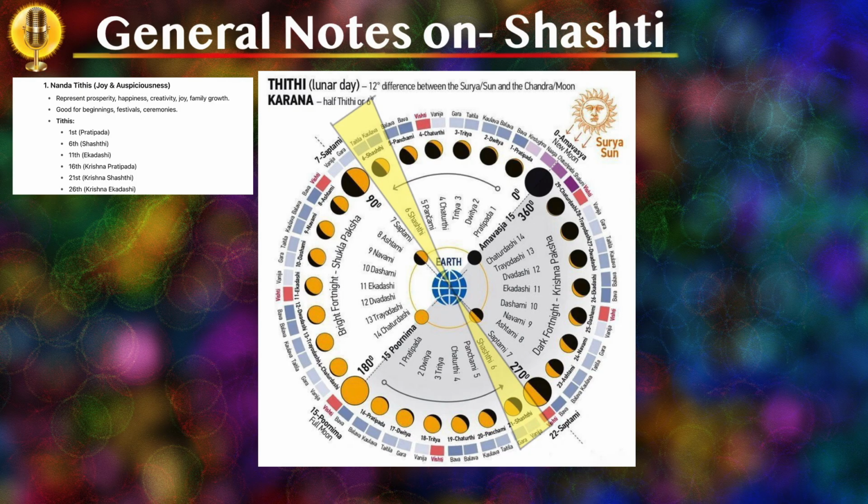First of all, the energetic signature or the calibration of this. Shashti is a Nanda Tithi, the second cycle of Nanda after Pratipada, associated with joy, prosperity and positive energy. So it's a positive cycle of moving forward after the first 5 are finished. It is ruled by Venus. The 6th Tithi aligns with the Friday's Lord. Friday's Lord is Venus, and connected to the fire element in the Tithi classification.